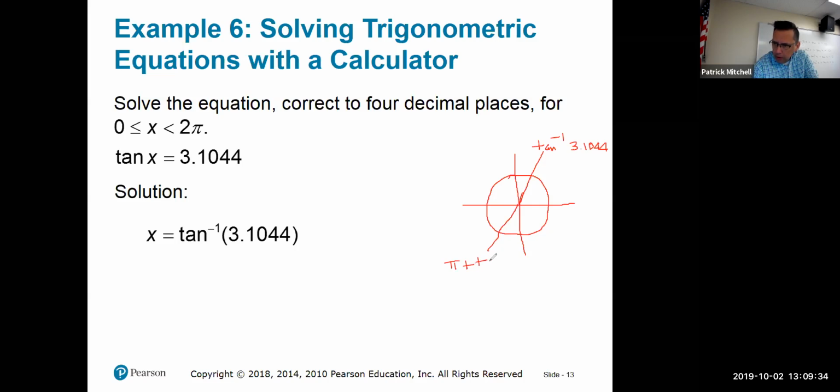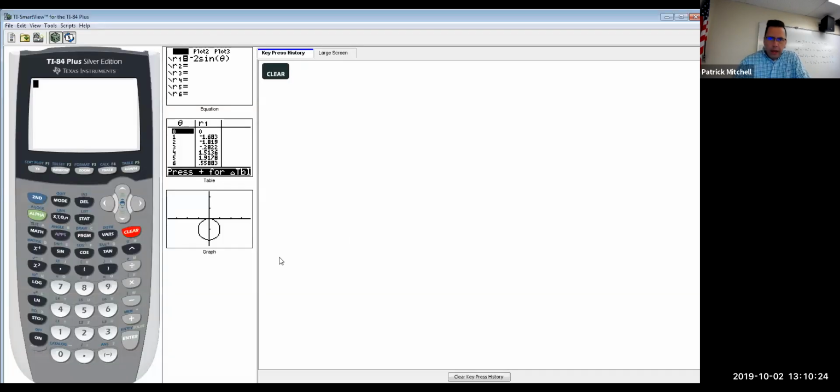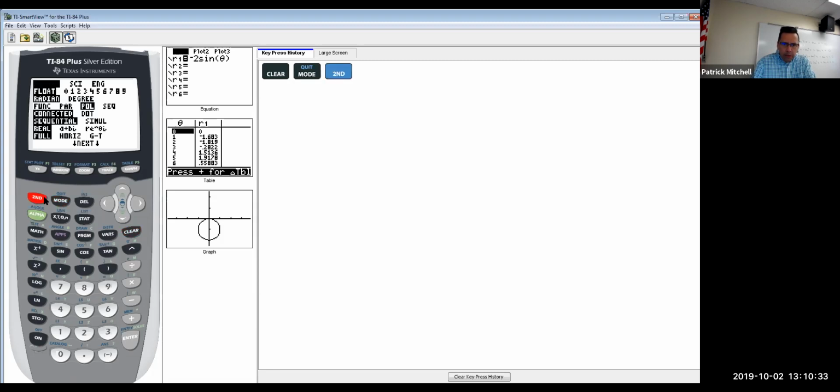So what I'm going to do now is go over to the calculator, and ask it, first of all, what is the inverse tangent of 3.1044? And that will be one of my solutions, and then the other one will be that number plus pi. So I'm going to go grab the calculator. Okay, so here I am in my calculator. First, I'm going to make sure that I am in radian mode. These problems are all done in radians. I am in radian mode.